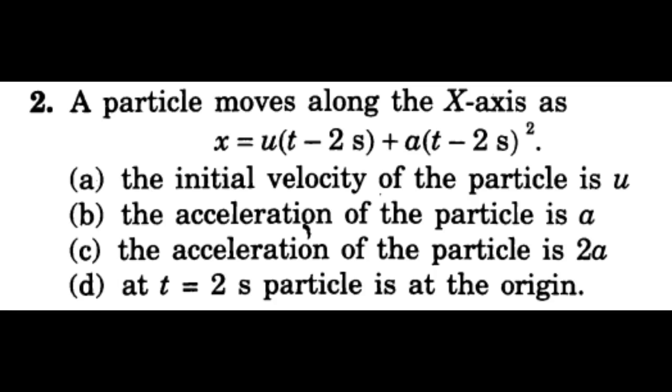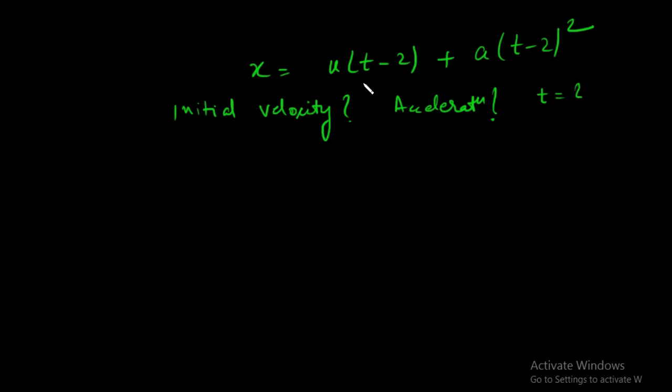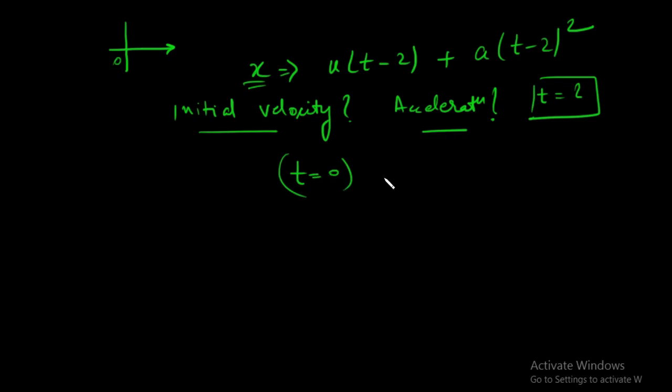Okay, so we see the position of particle is given as this. Okay, so particle is moving along the x-axis according to this equation. So we have to find out the initial velocity, acceleration, and where the particle is at t equal to 2. Okay, this x is not the displacement, this is the position with respect to origin. Okay, so this means what is initial velocity? Initial velocity would be at t equal to 0, right?